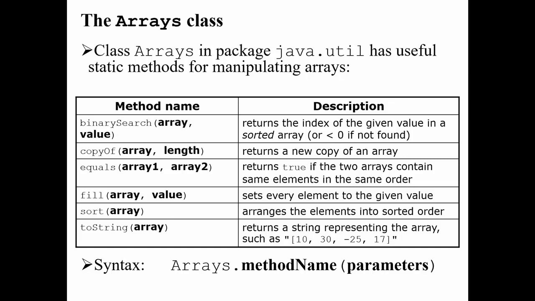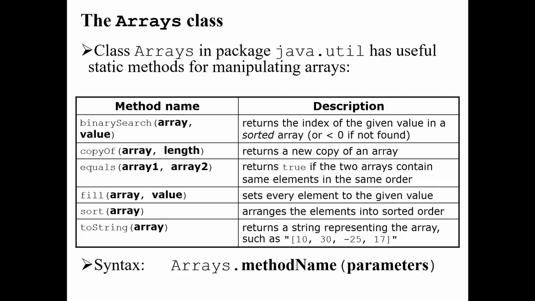Okay. Now, to make things easier for us, Java experts created a class called Arrays class. It's part of java.util. This Arrays class allows us to do binary search, copyOf, so we can take an array and copy it, and check two arrays for equality. So we don't need to implement this.